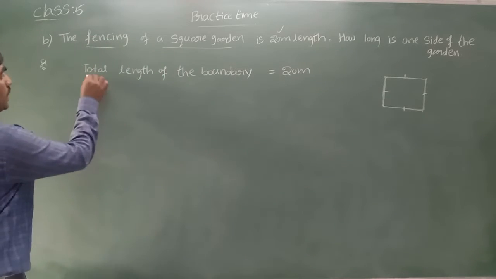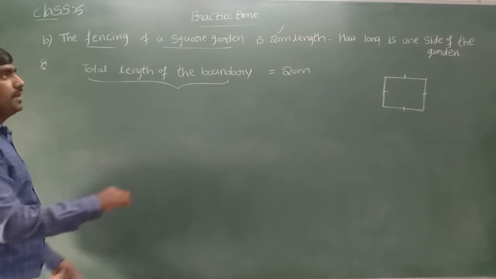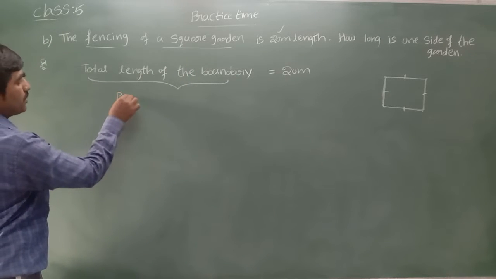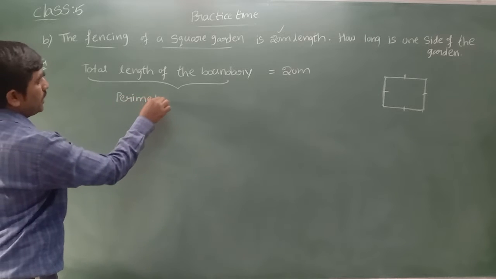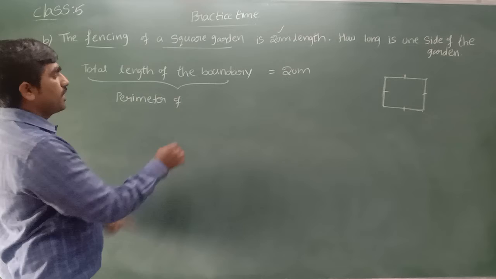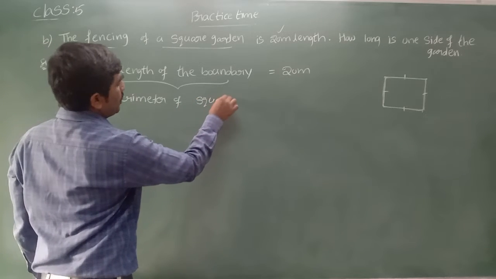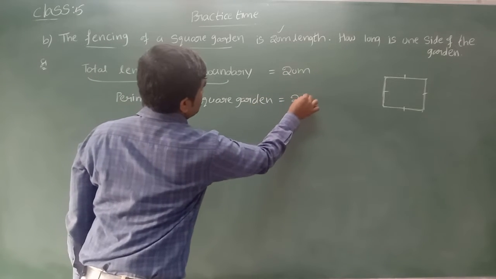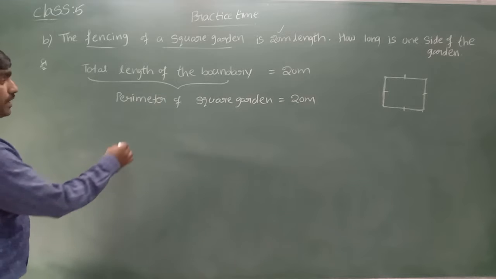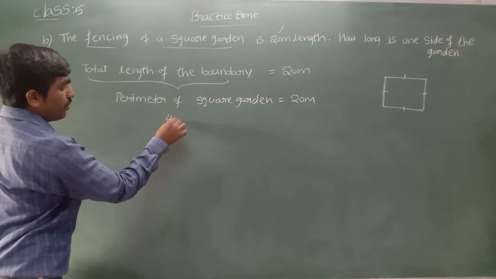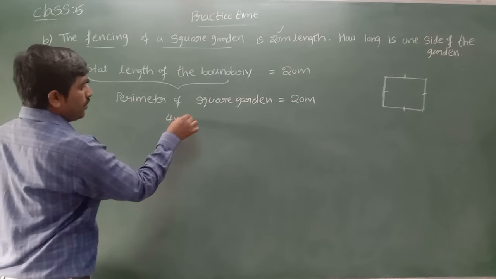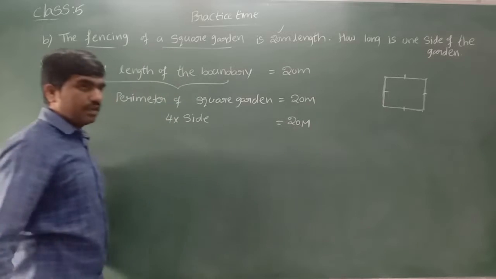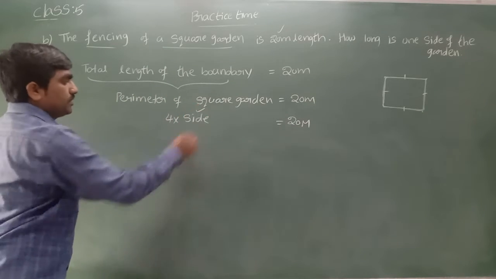So what do we call this total length of the boundary? It is called perimeter of which garden? Square garden. So total length of the boundary is also called perimeter. So here it is the perimeter of the square garden, which is 20 meters. What is the formula for the perimeter of a square? 4 into side. So 4 into side is equal to 20 meters.